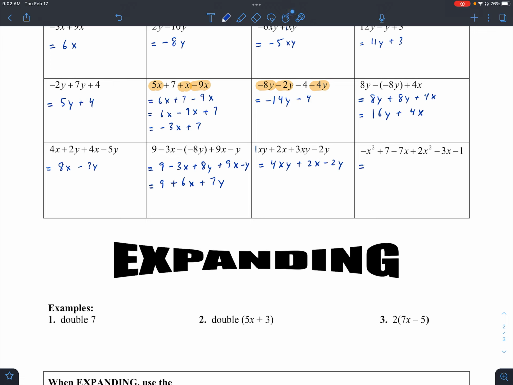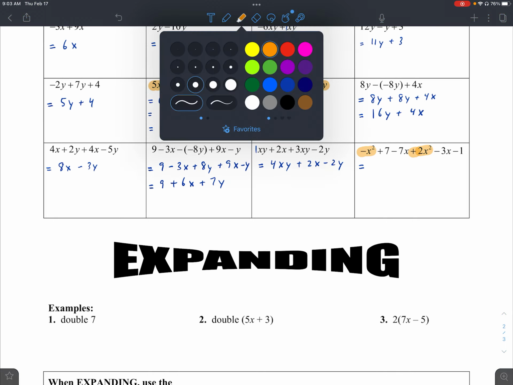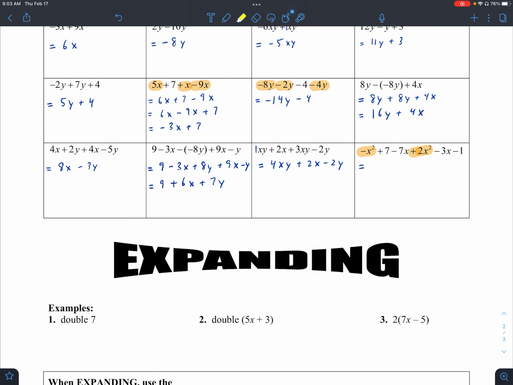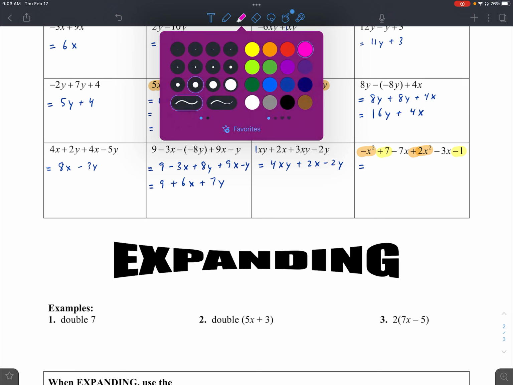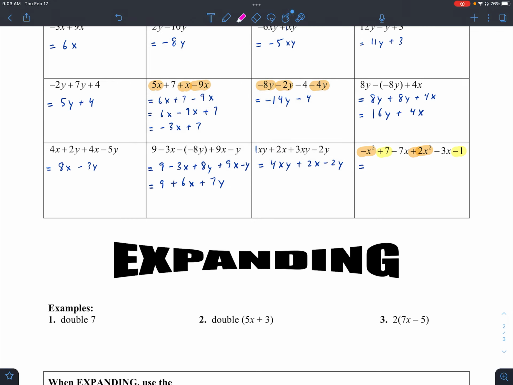Okay, and then this last one here. So identify the like terms first. So we got -x squared plus 2x squared. Then we also have plus 7 and minus 1, which are like terms. They're both constants. We also have negative 7x and negative 3x, which are also like terms.